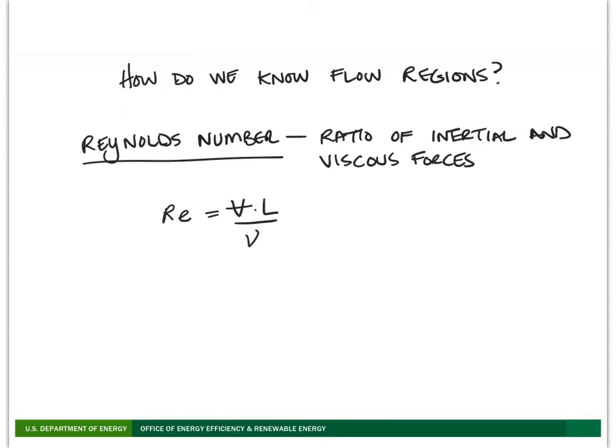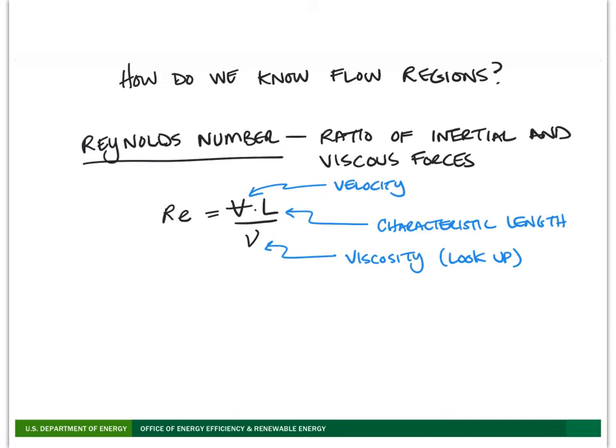So we determine the Reynolds number based on the fluid velocity times a characteristic length, which is something in the geometry, and the viscosity of the fluid, which is a fluid property that we would often look up. So in order to do this calculation, we do need to know something about the velocity of the fluid.